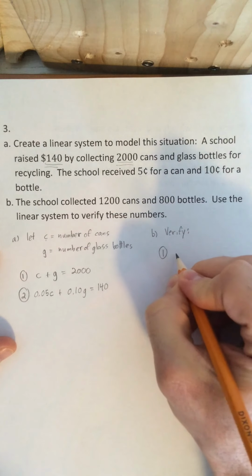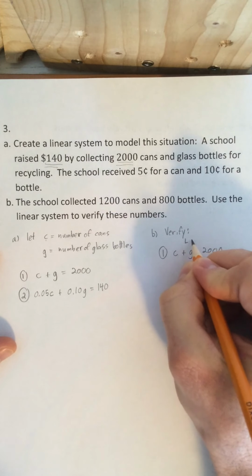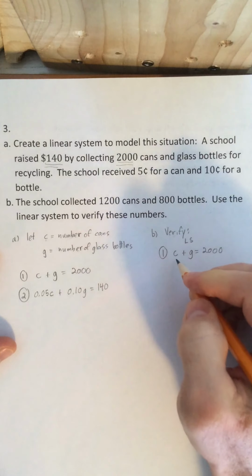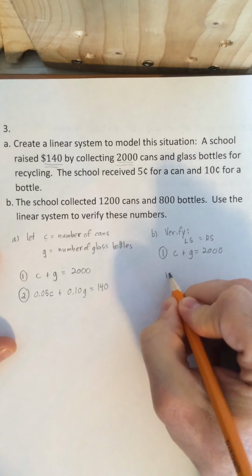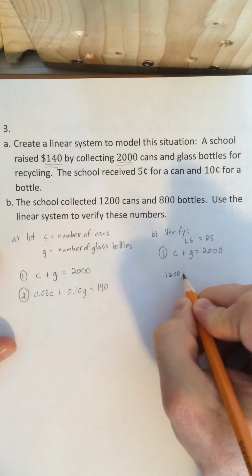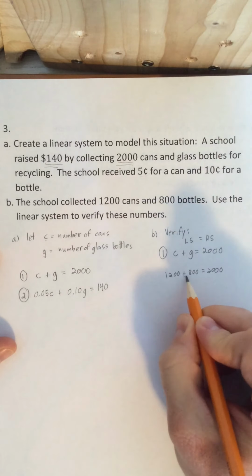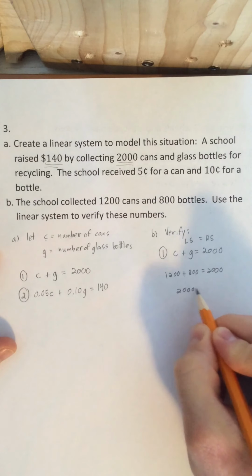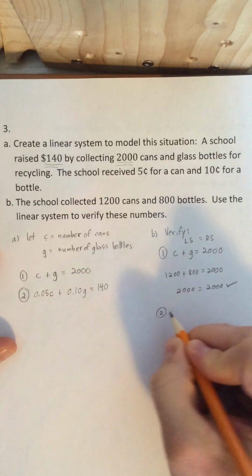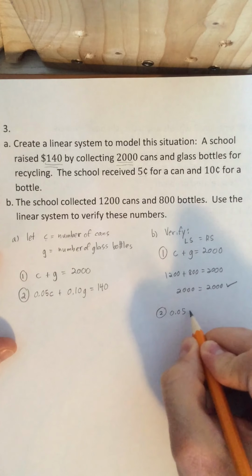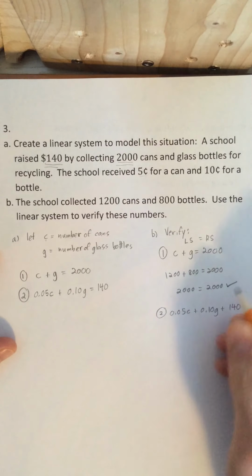So to verify with my first equation, C plus G equals 2,000. Again, I'm going to remind you we are verifying in the end that once we substitute these numbers into the left side, it is still going to equal the right side of the equation. So 1,200 cans plus 800 bottles. So 1,200 plus 800 is equal to 2,000. 2,000 is equal to 2,000. That is verified. And again, we'll verify it in the second equation as well. Again, I'll remind you that you do need to verify the solution in both equations.